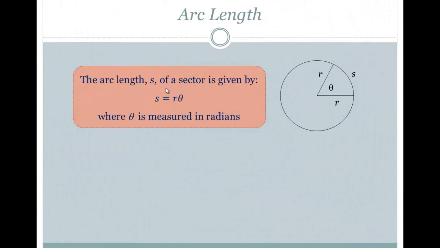Arc length of a sector is equal to r times theta. In other words, if I want to know the length of this sector, how long it is, I simply multiply the radius r times the angle theta measured in radians. We have to remember that it's always measured in radians.